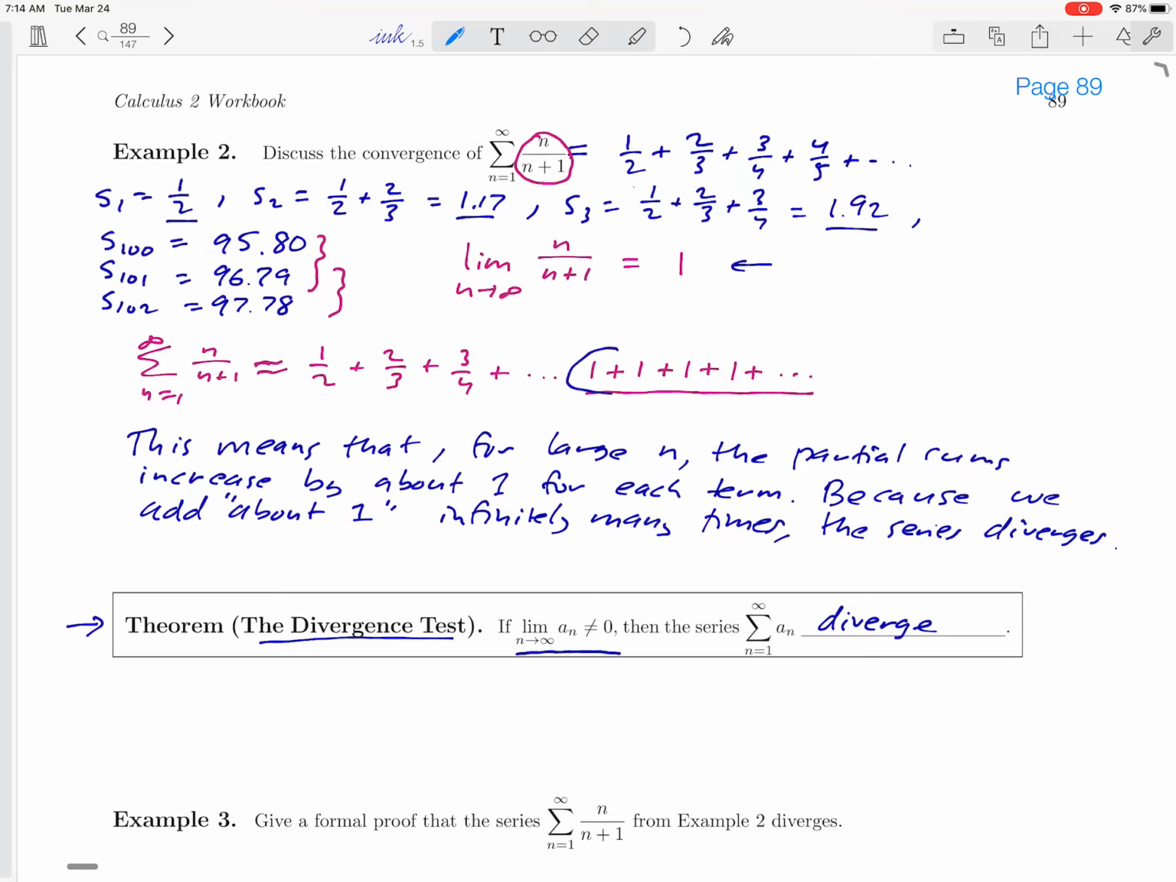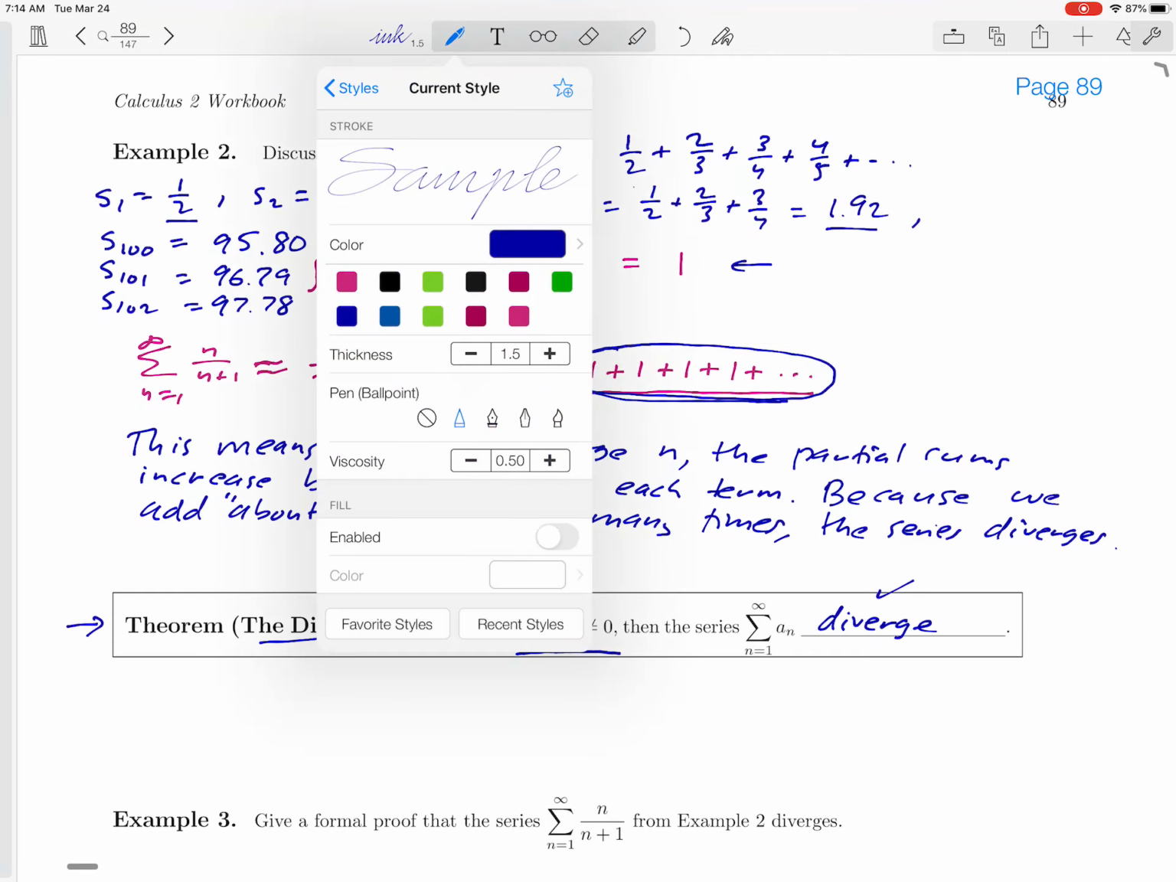This theorem says that there is nothing special about the number 1, other than the fact that it's not 0. So if you look up here where I'm circling, even if that 1 had been 1/2, let's say, 1/2 is not 0, and so if you add 1/2 to itself infinitely many times, you're also going to get infinity. And so we should get the same conclusion of divergence there. So this is a nice little test to convince ourselves that a series diverges.